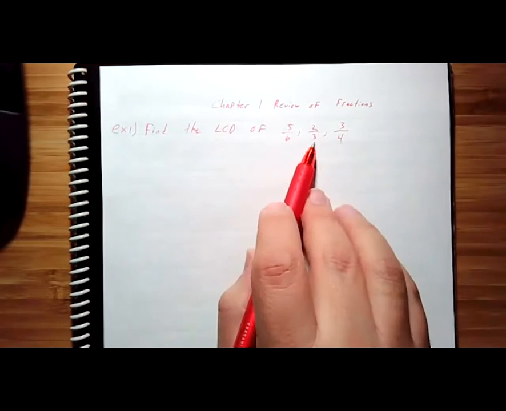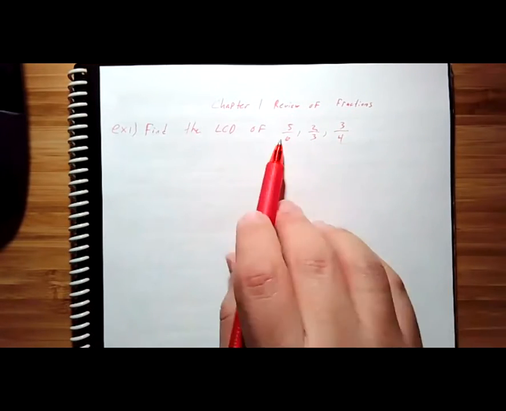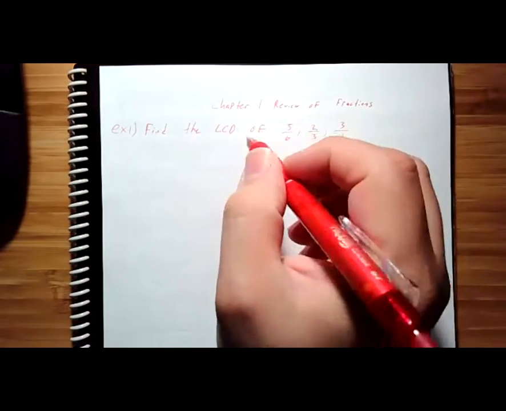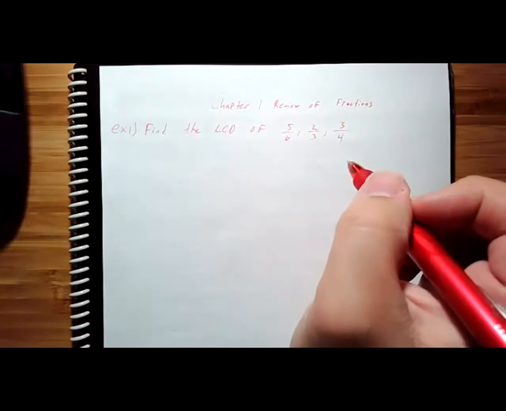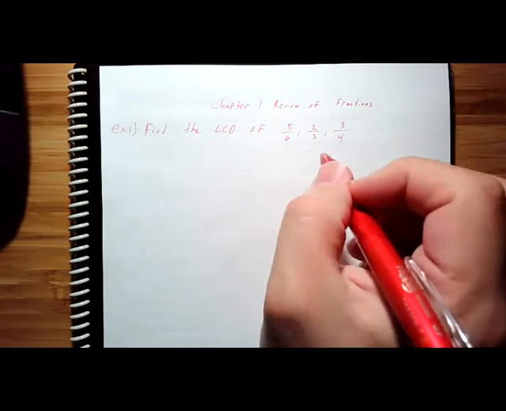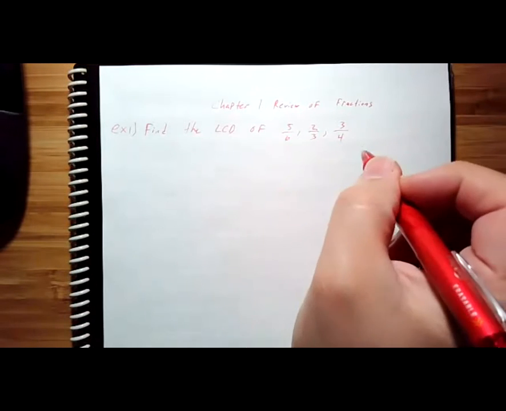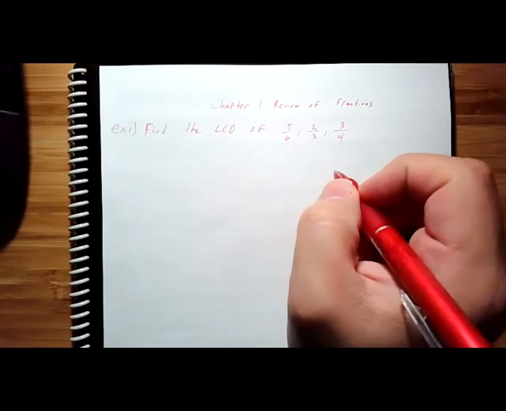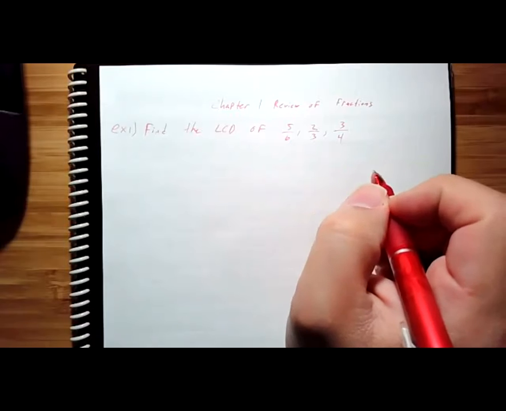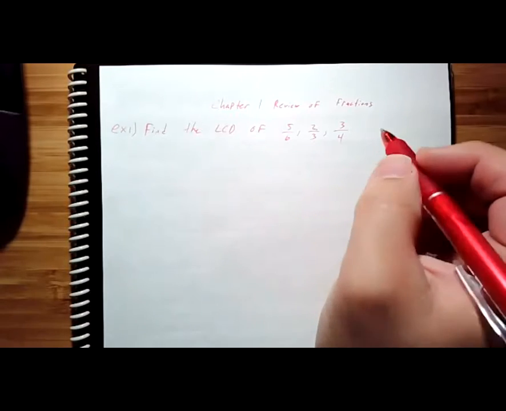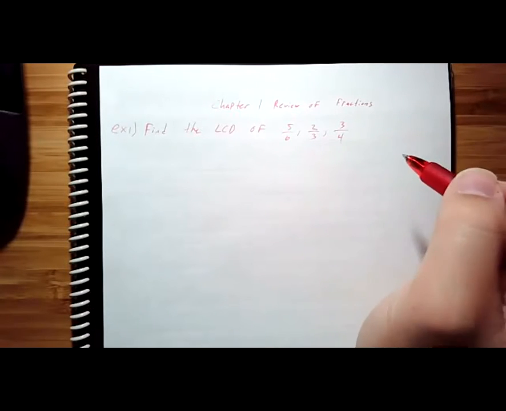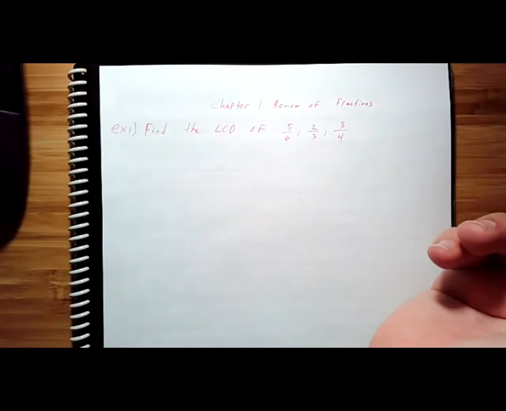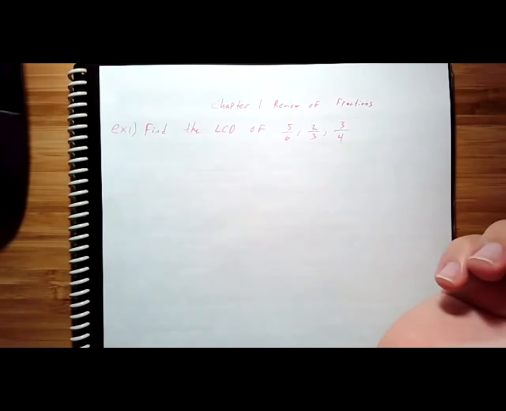So 5/6, 2/3, 3/4. LCD stands for least common denominator, right? So what you're actually looking for is the least common multiple of 6, 3, and 4. I'm going to show you the way that always works, even if they're not numbers. The easy way most people prefer is to think of a number that they all divide into, but that only really works for numbers. Once you get to stuff where it's no longer numbers or the number is really huge, then it gets difficult.